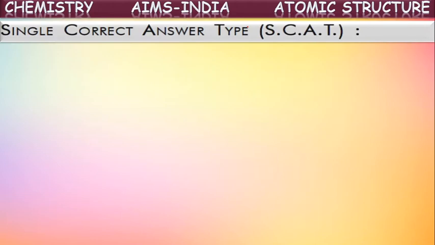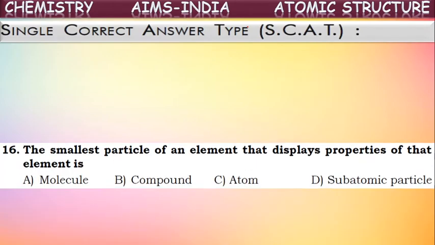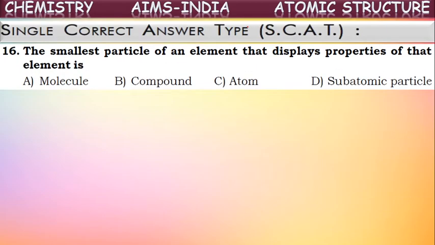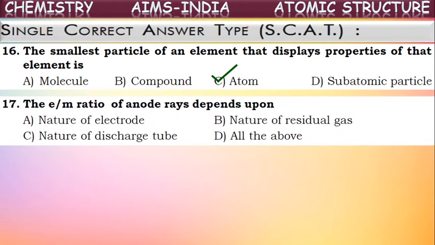Next, single correct answer type questions. First one, the smallest particle of an element that displays the properties of that element. Yes, the smallest particle of every element which can display the properties of that element is called its atom. Atom is the smallest particle of every element which can display the properties of an element. It is atom.